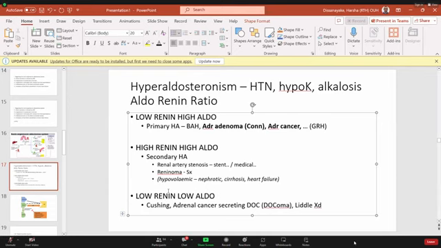Scenario of low renin, hyperaldosteronism. Cushing's, you will find the cause for Cushing's and treat it. Adrenal cancer, you will operate on it. Liddle syndrome. How are you going to treat Liddle syndrome? Is it good enough to block the aldosterone receptor with a mineralocorticoid receptor antagonist like spironolactone? Will that work here?